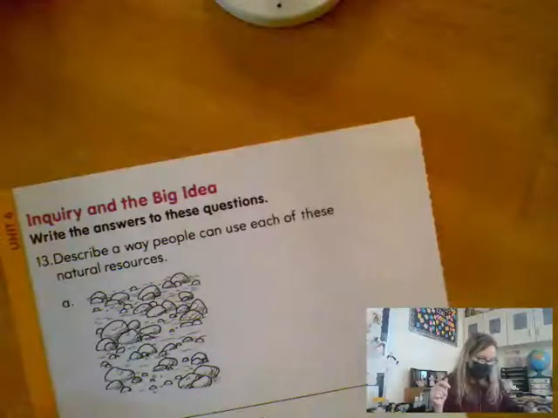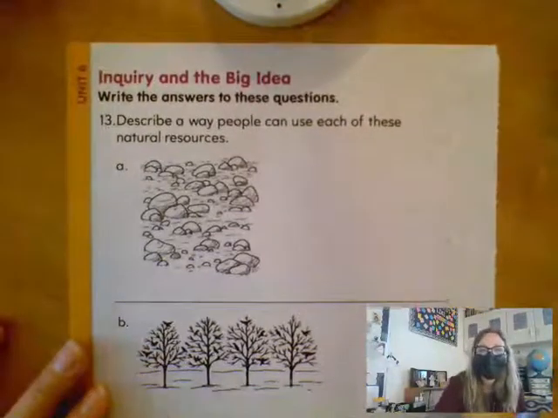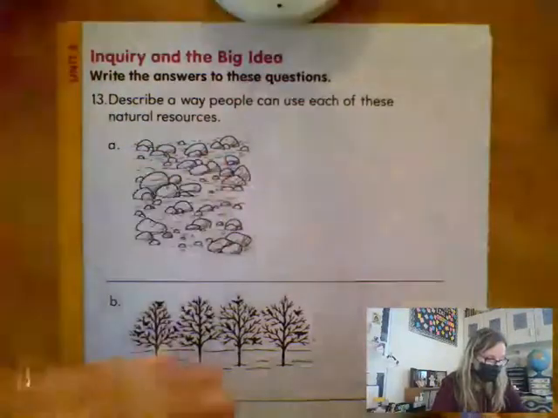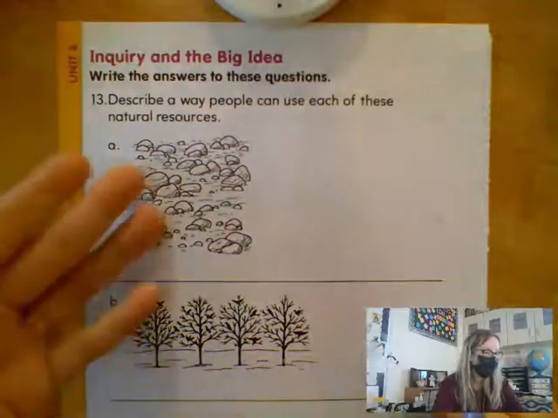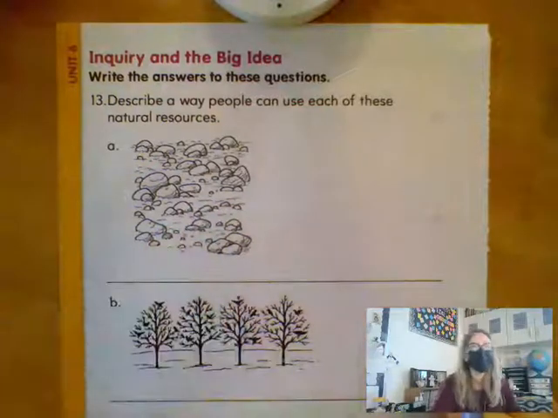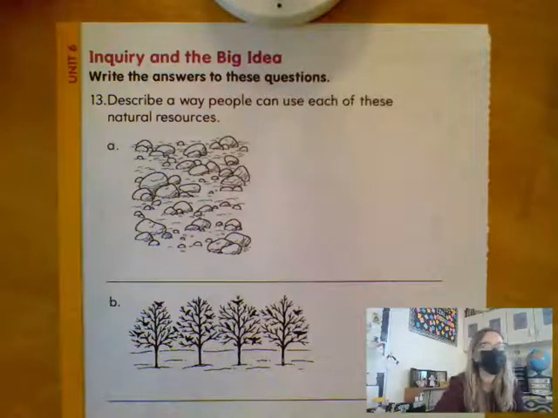All right, let's look at the inquiry and big idea side. It says describe ways that people can use each of these resources. So we've got rocks and trees. How can we use rocks and how can we use trees? Or I guess it's probably soil, right? Because it looks like it's got some rocks and once living things in it. So how can we use soil? You don't have to write it down. We'll just talk about it.